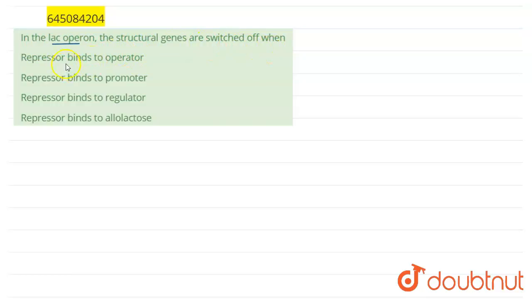Hi students, the question given is, in the lac operon, the structural genes are switched off when? Our options are repressor binds to operator, to promoter, to regulator, and to allolactose. So the lac operon is used in the process of transcription, and when the structural genes which help in the transcription process are switched off, transcription is hampered.